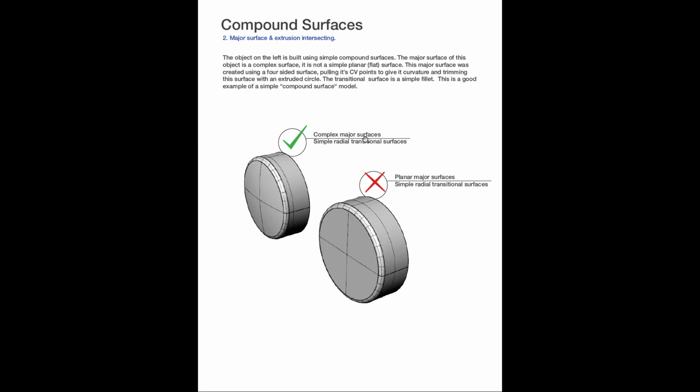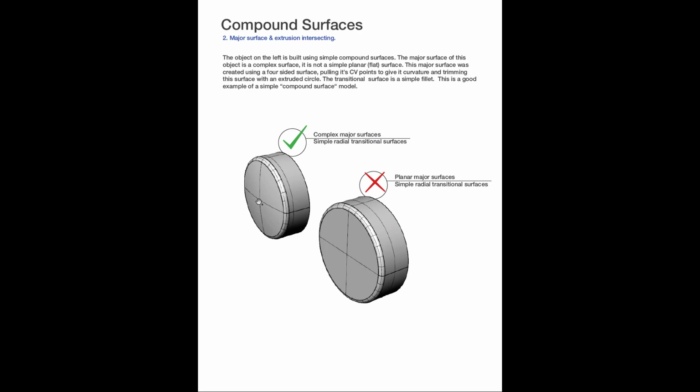We're looking at this convex major surface, and the transitional surface is very simple. But the thing to note about this specific example is that this is not a revolved surface. You have a cylinder, which technically could be a revolved surface, but then the convex surface, it's not a revolve, it's an actual plane that is achieved by moving the control points of that plane.